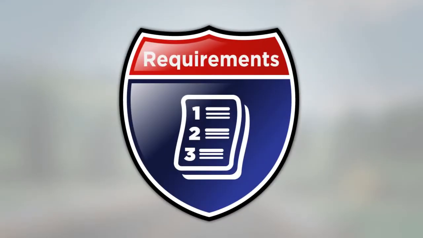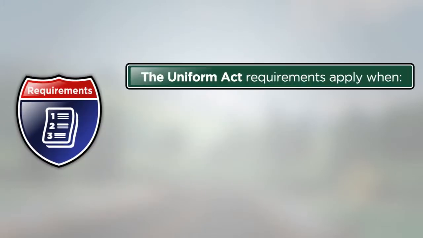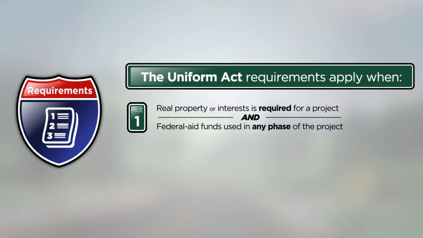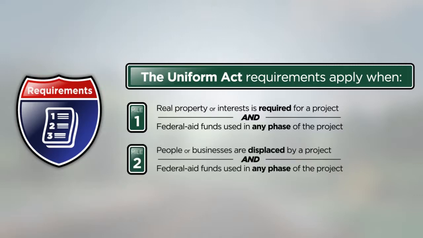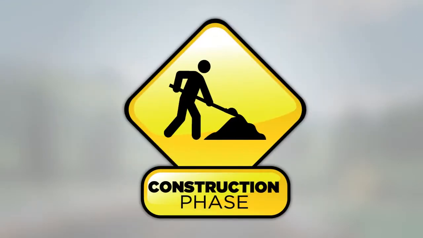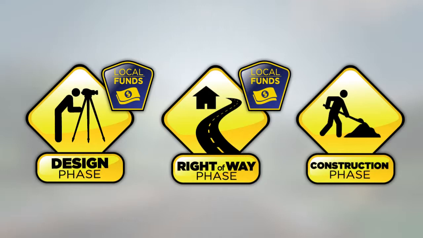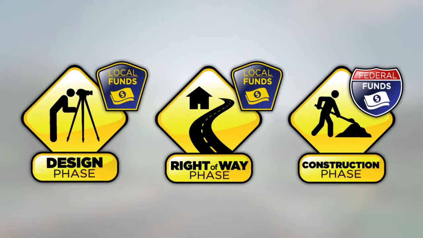In order to comply with right-of-way related requirements on federal aid projects, you must understand when to follow the requirements. The Uniform Act requirements apply anytime real property or interests in real property is required for a project, and the agency chooses to use federal aid funds in any phase of the project. Anytime people or businesses are displaced by a project, and the agency chooses to use federal funds for any phase of that project. These requirements must not be overlooked in a situation where a project does not use federal funding until the construction phase. For example, many agencies use local money to fund the design and right-of-way phases of a project. Upon reaching the construction phase of the project, a request for federal assistance is made. The project would be eligible for federal funds provided the agency complied with the requirements of the Uniform Act during the right-of-way phase of the project.